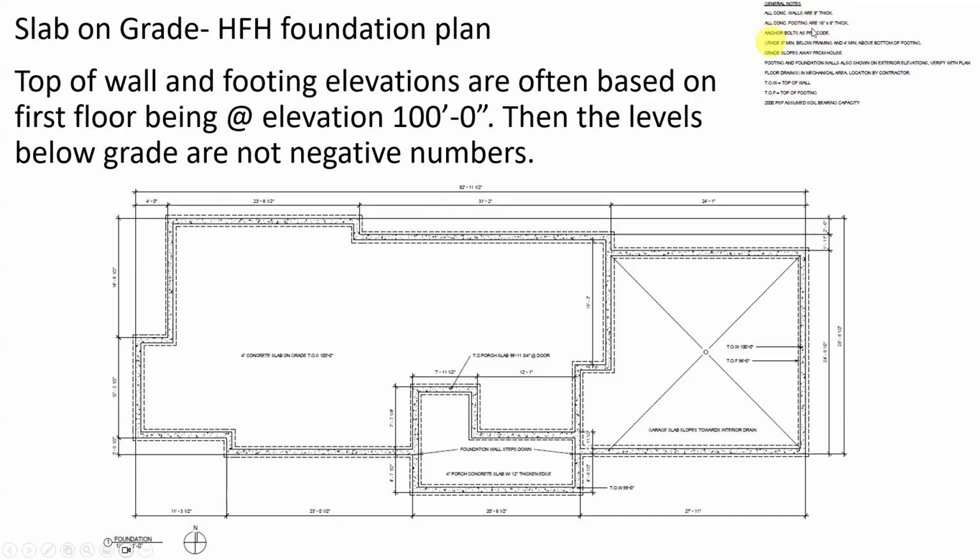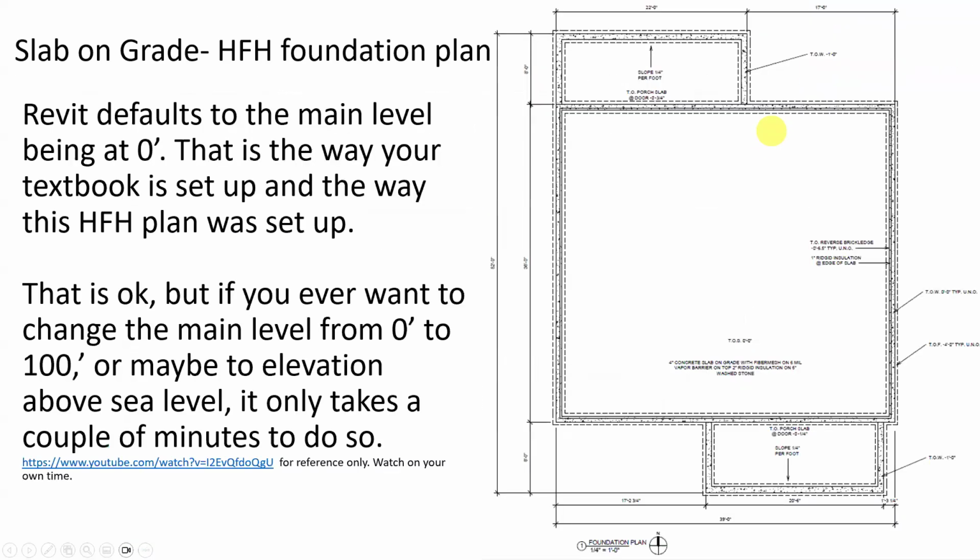So you can see all concrete footings are 16 inches by 8 inches thick. That's a great note. All concrete walls are 8 inches thick. Anchor bolts per code. So I did the same PowerPoint, when they did this drawing. So they were using this as a check mark. Grade 8 inches minimum, 4 feet minimum bottom footing, grade slopes away from house. Top of wall, top of footing, and preserved soil bearing capacity.